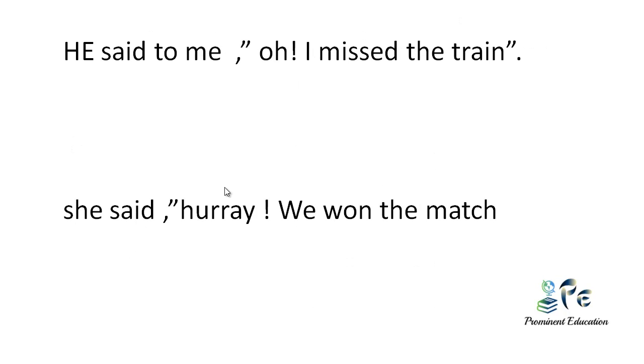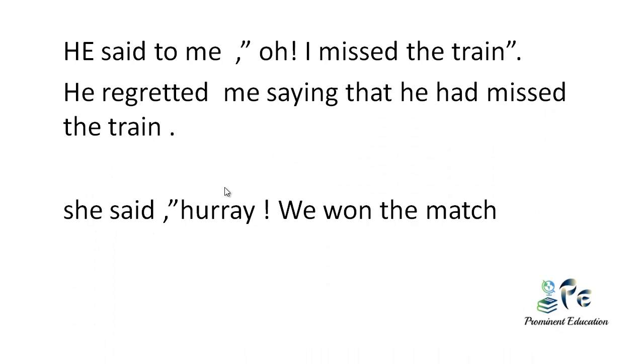Now let's see some examples. He said to me, oh, I missed the train. This would be converted like, he regretted me saying that he missed the train. This is according to the mood of the options. You will see such kind of options, and you will have to put your option accordingly. There's no hard binding rule that said would be converted into regretted too. There's no hard binding rule, remember.